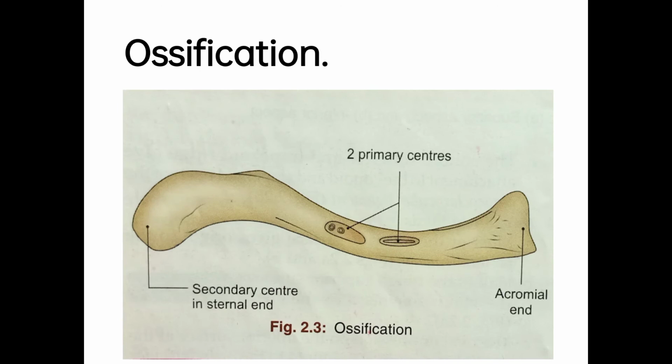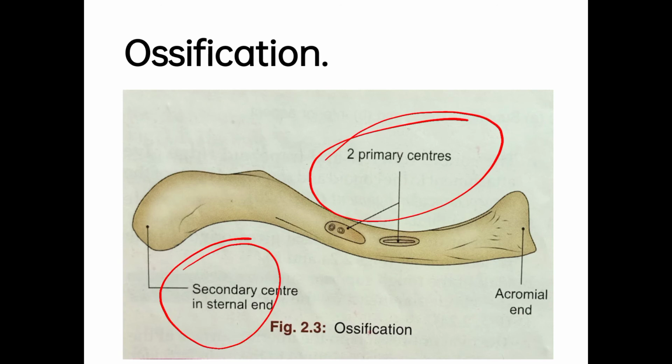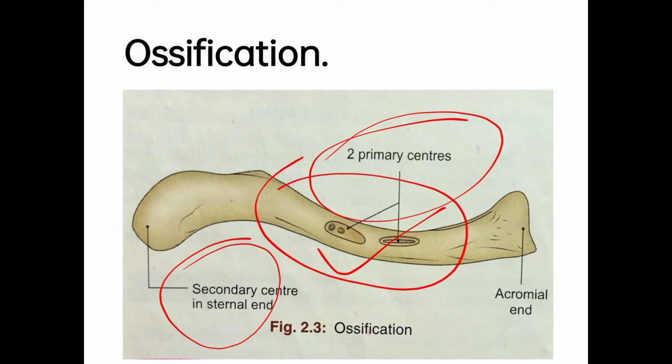Now, ossification. The clavicle is the first bone to ossify, as I mentioned earlier. It ossifies in membrane, except for its medial end. It ossifies from two primary centers and one secondary center. The two primary centers appear in the shaft. This is the shaft area.